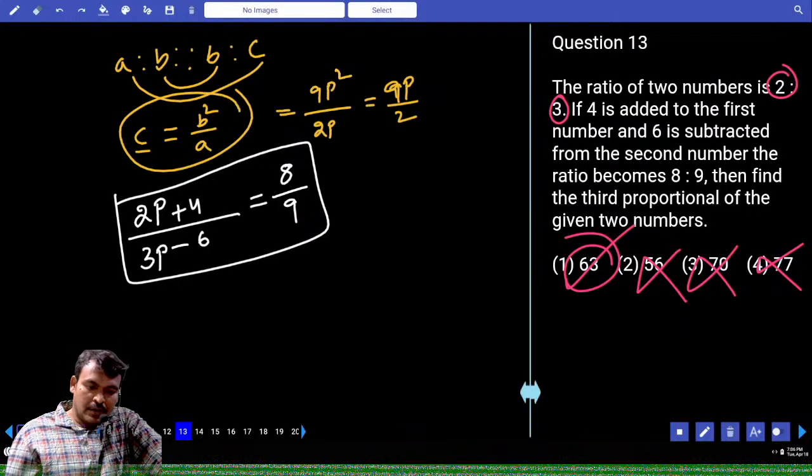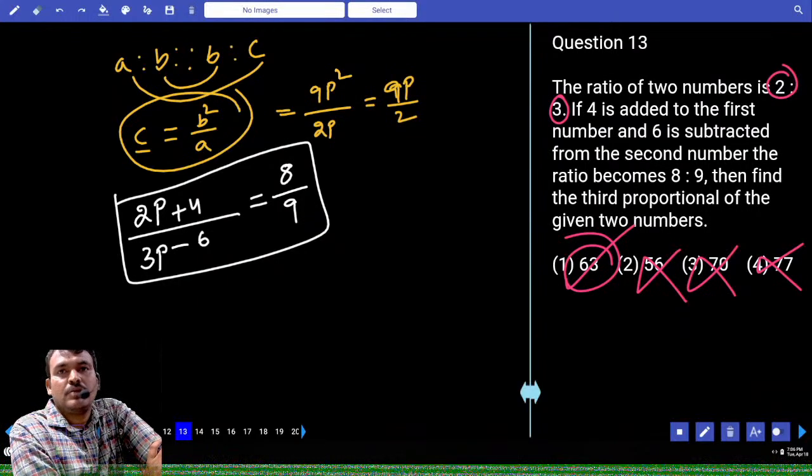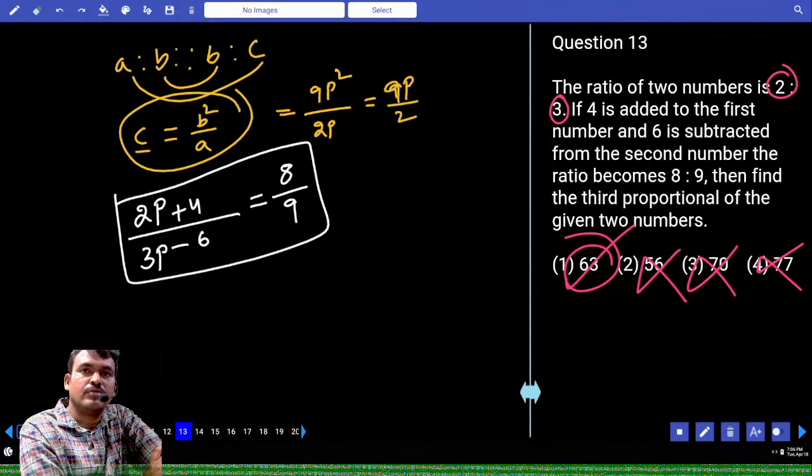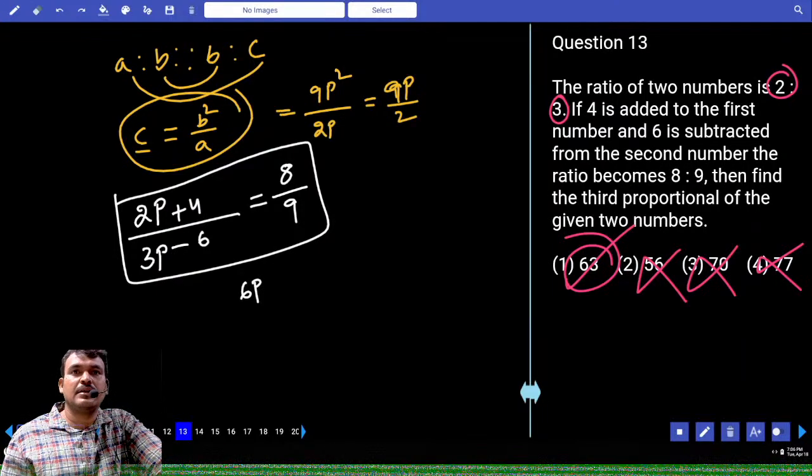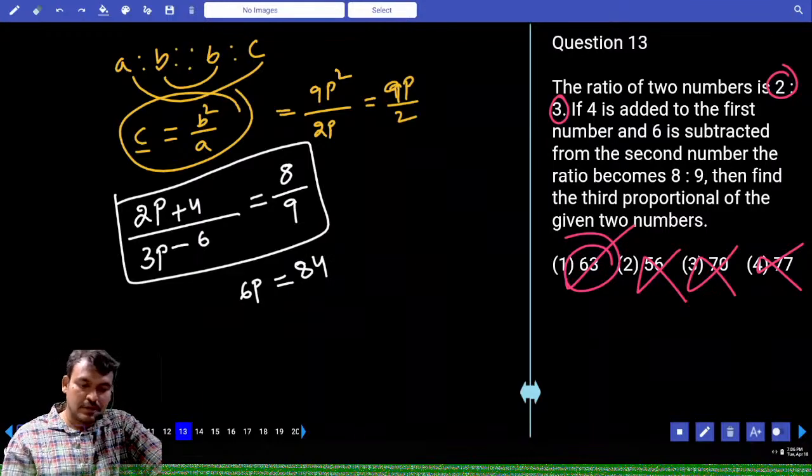Okay. 9 times 2 is how much? 18. 8 times 3 is 24. 18 and 24 difference is 6. 9 times 4 is 36. 8 times 6 is 48. Total it is 84. 6 parts is 84.